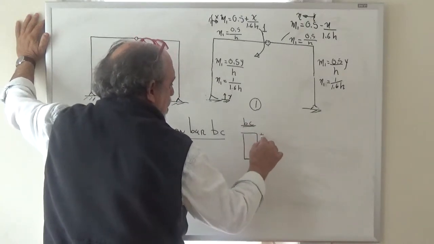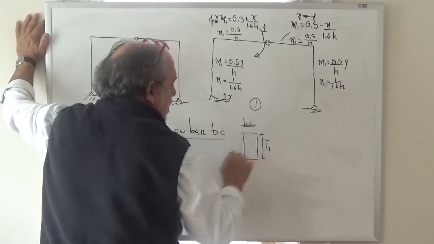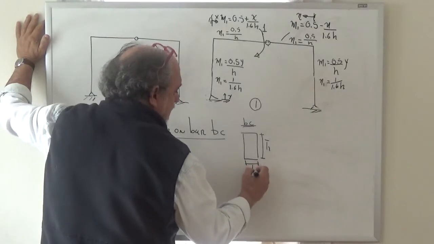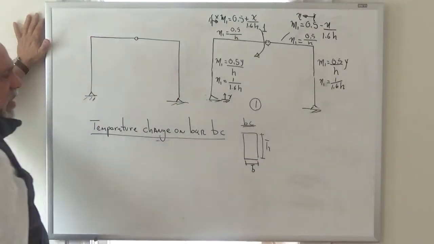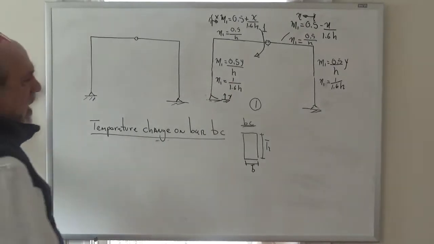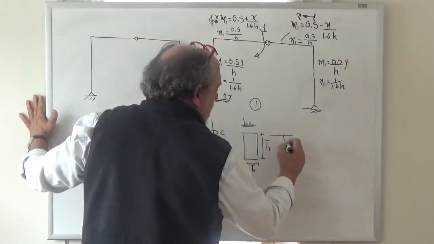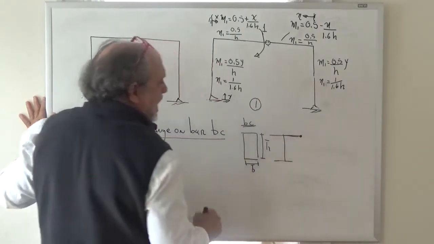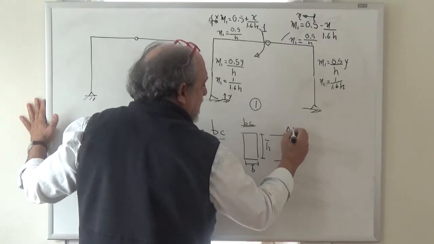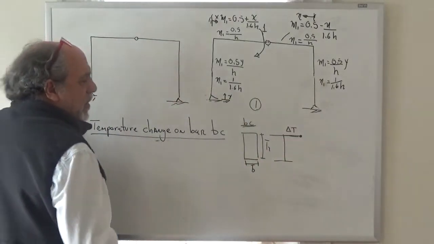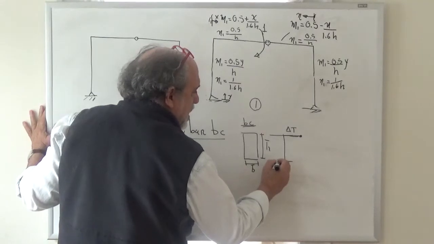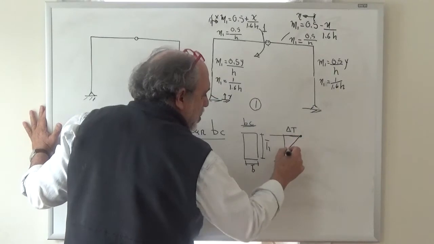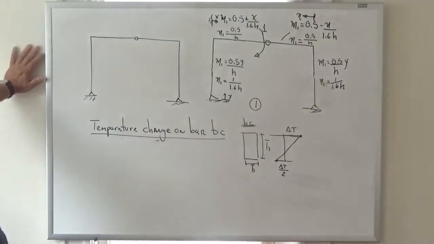is a cross section whose depth is h bar. Okay? It doesn't really matter what the width is, but let's say it's b bar. So it's a cross section b bar by h bar, and we are going to say that the temperature change is that the temperature on the top of BC increased by delta T, and the temperature in the bottom decreased by half of delta T, where delta T is some temperature change. And so we have that temperature distribution.